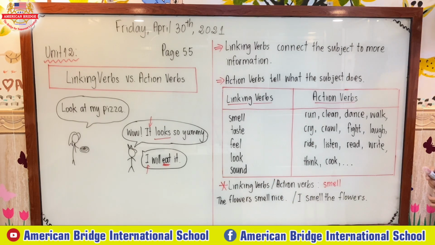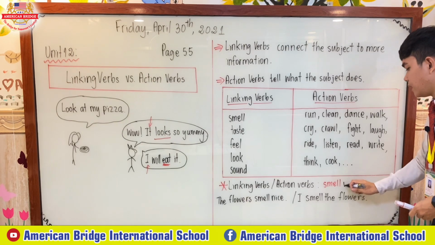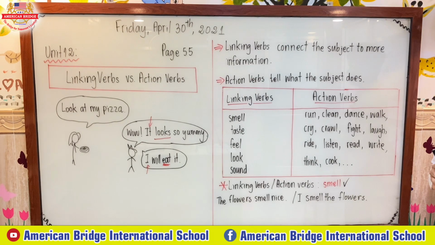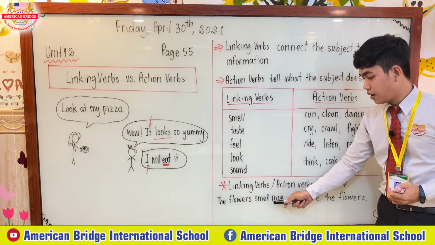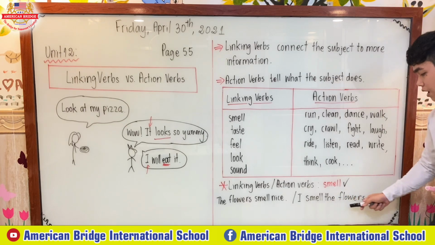One more thing I just want to tell you about is that we also have a verb that can be used as a linking verb, and sometimes we can use it as an action verb as well. And what is it? It is the verb smell. Yes, smell is used as a linking verb and also as an action verb. Let's take a look at the examples below. The first example, the flowers smell nice, and I smell the flowers.